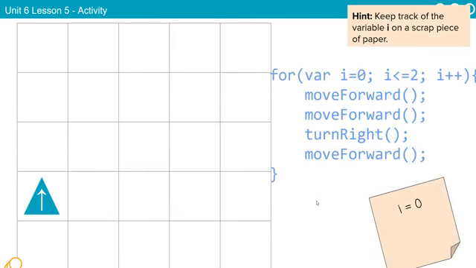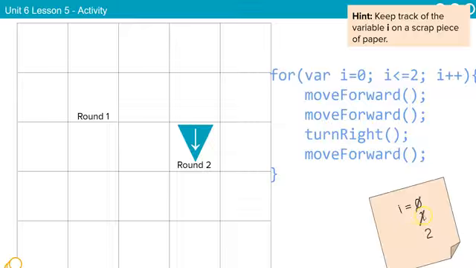All right, so here is another one. This time we've got our for loop, var i equals 0. We're saying if i is less than or equal to 2, i++. So every time this is true, it's going to move forward twice, turn to the right, move forward. We're starting i at 0. Right? 0 is less than or equal to 2, so it's going to move forward twice, turn right, move forward. i now becomes 1. 1 is less than or equal to 2, so it will move forward, turn right, move forward. It will then add 1 to i, making i equal to 2.